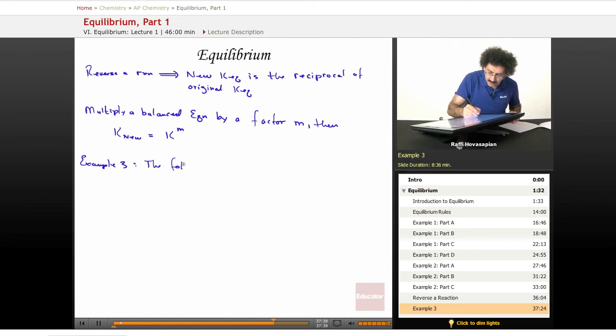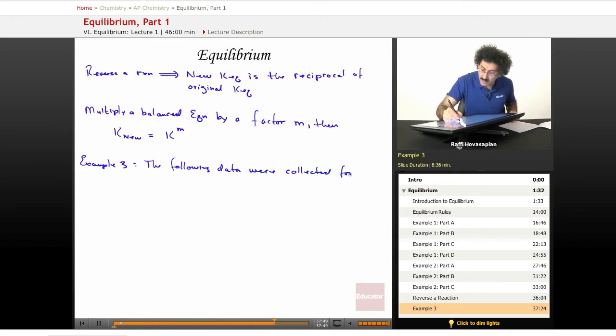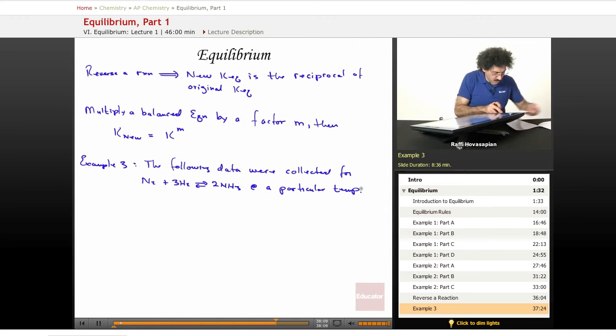The following data were collected for N2 plus 3H2 going to 2NH3 at a particular temperature. And the temperature is not specified. At a particular temperature. Okay, so here's what it looks like.